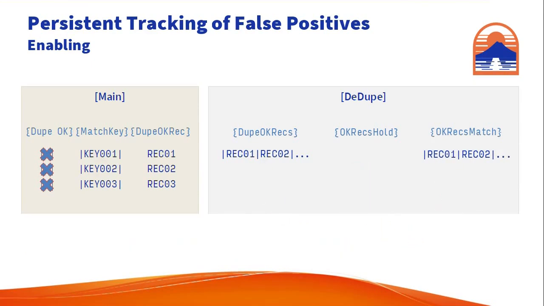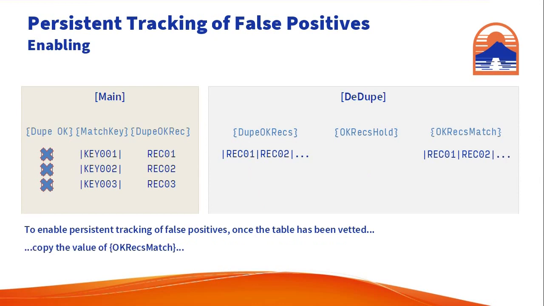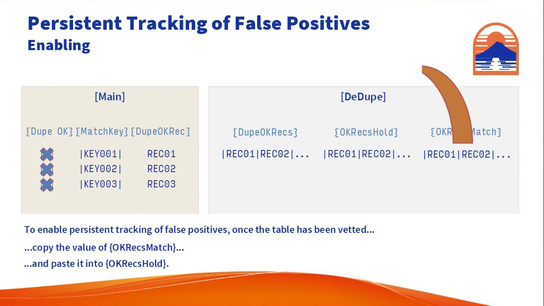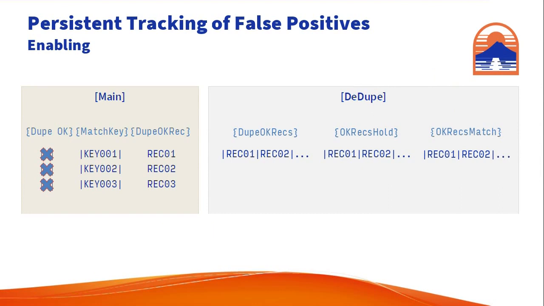To enable persistent tracking of false positives, then, once the table has been vetted and all false positives marked as such, copy the value of OKRex match and paste it into OKRex hold. Once that has been done, dupOK can be cleared.